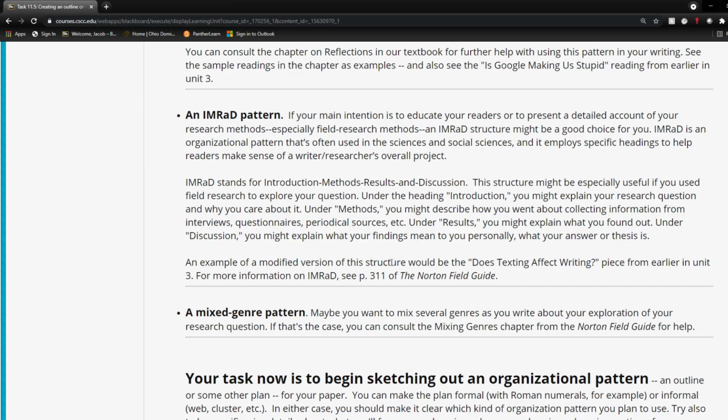There is an example of this structure from Does Texting Affect Writing, which we looked at earlier in Unit 3. And for more information on this pattern, you can see page 311 in the Norton Field Guide. But again, this sort of pattern tends to work better if you are conducting what is called field research. So if you were going out and doing interviews or surveys, if you're doing observations, or if you were doing a science experiment, this pattern tends to work well for that sort of research.